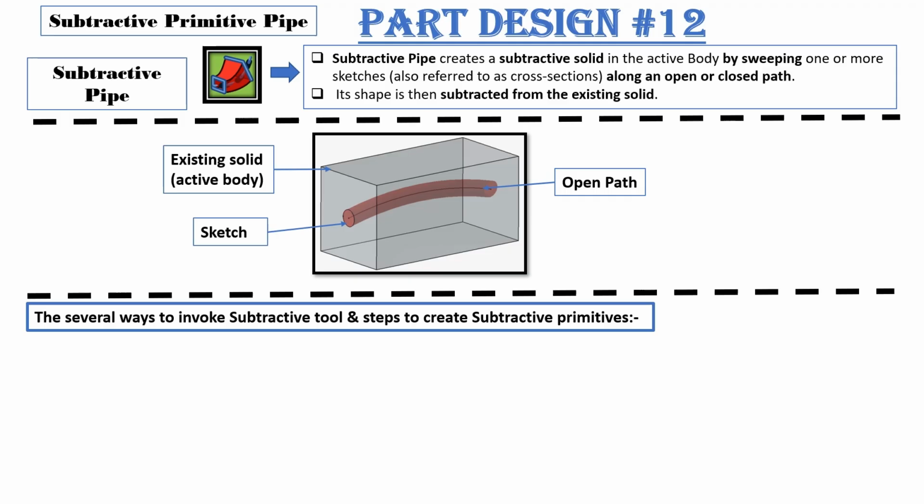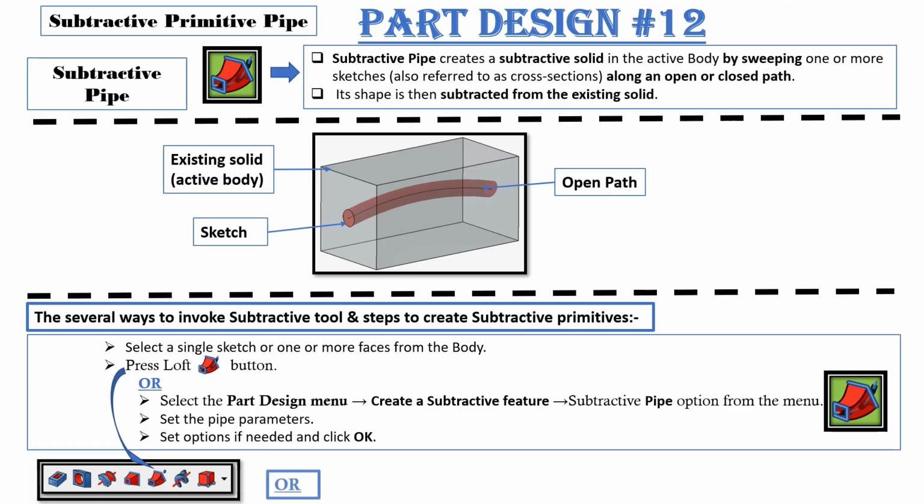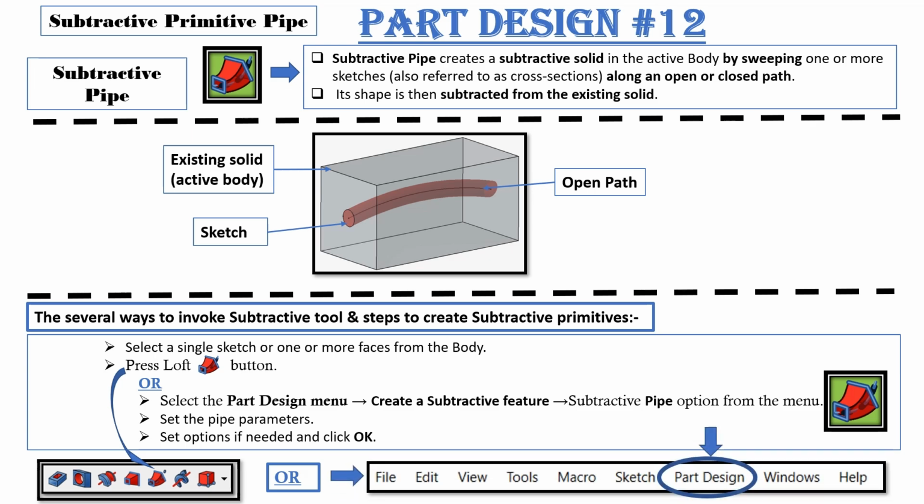Here you find the several ways to invoke the Subtractive Pipe tool and the steps to create this subtractive primitives. The first option to invoke the tools is pressing the Subtractive Pipe tool. You find the second option under Part Design menu. On the next slide, you find the steps and how to set the Subtractive Pipe parameters.